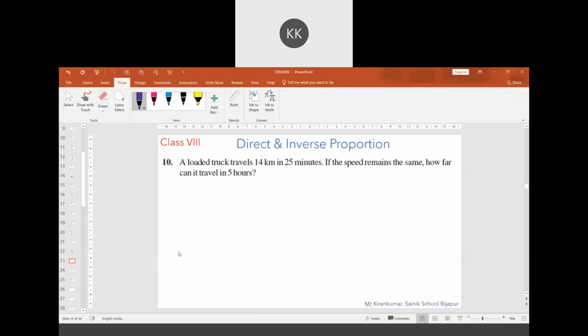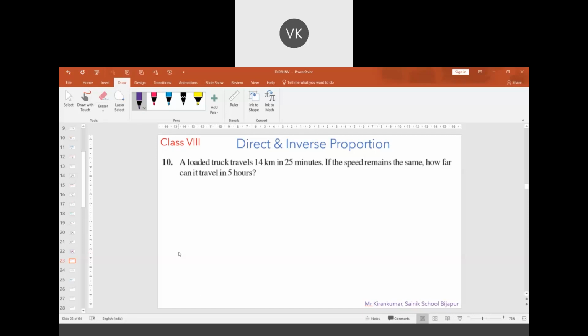Now a question for you. A loaded truck travels 14 kilometers in 25 minutes. If the speed remains the same, how far can it travel in 5 hours? In 5 hours means it is 5 times 60, so 300 minutes.